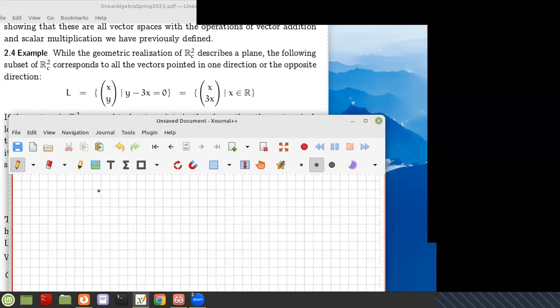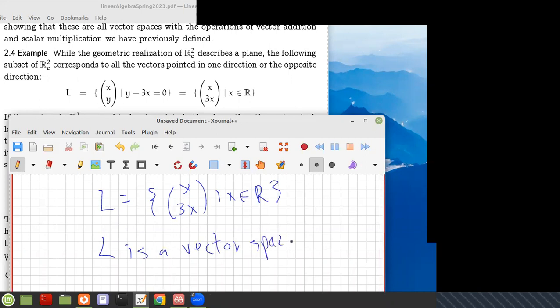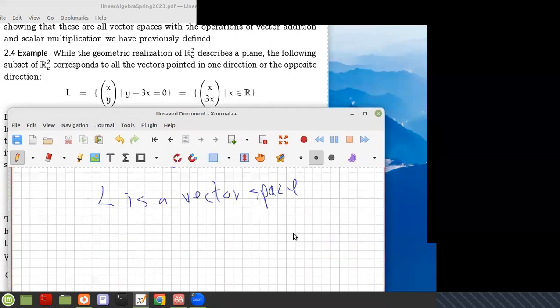And so I have this space here, L equals (x, 3x) such that x is a member of R. Well, this is just a subset of two-dimensional vectors, right? But L is a vector space. That means that these objects all have the same properties. That means that I should be able to add two of these, x and 3x plus y and 3y, and get another element of this set.